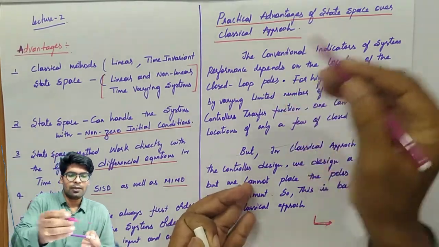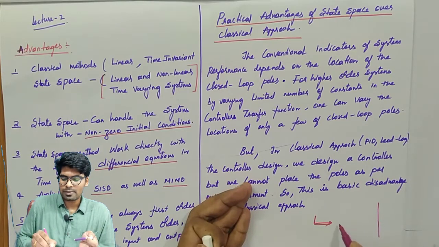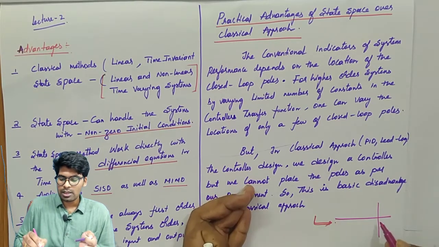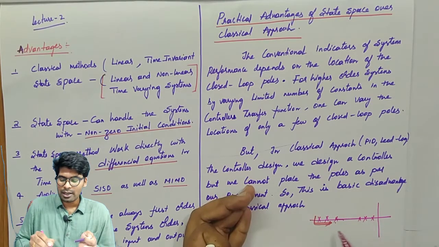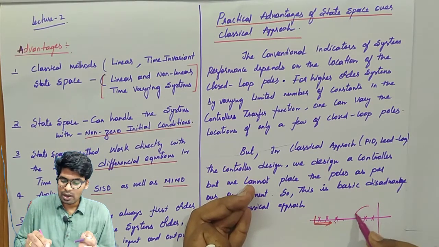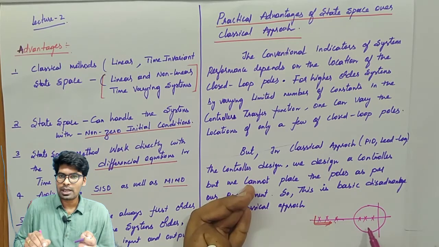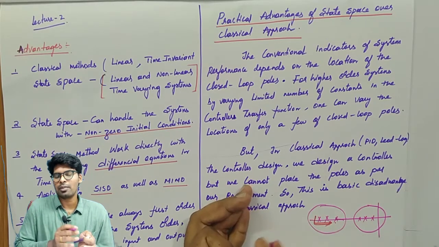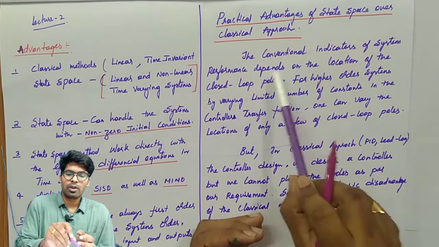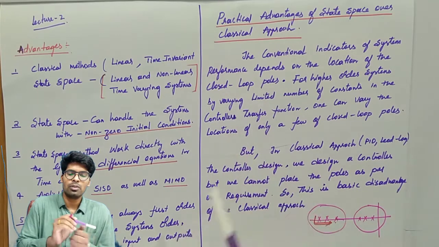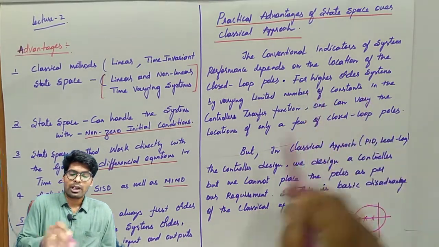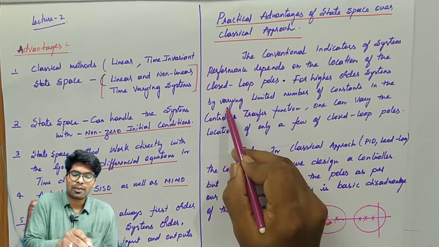For example, in the S plane, if you have a sixth order system like this, the system performance will rely on the poles which are near to zero, but will not depend on the poles which are far away from the origin. So the system performance depends on the location of the closed loop poles, even for higher order systems, by varying a limited number of constants.